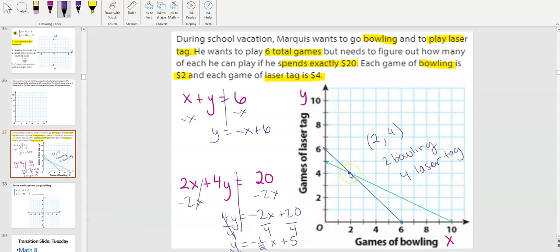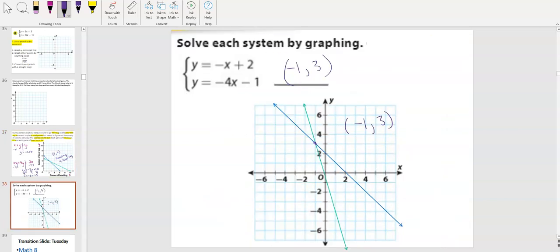All right, so check your answers with me. I graphed my 2 lines and I got this intersection here at 2, 4. So he can do 2 bowling and 4 laser tag games. All right, and this last problem in your notes, you're just practicing that basics again. They're already in slope-intercept form. If I graph my two lines, I should get -1, 3.